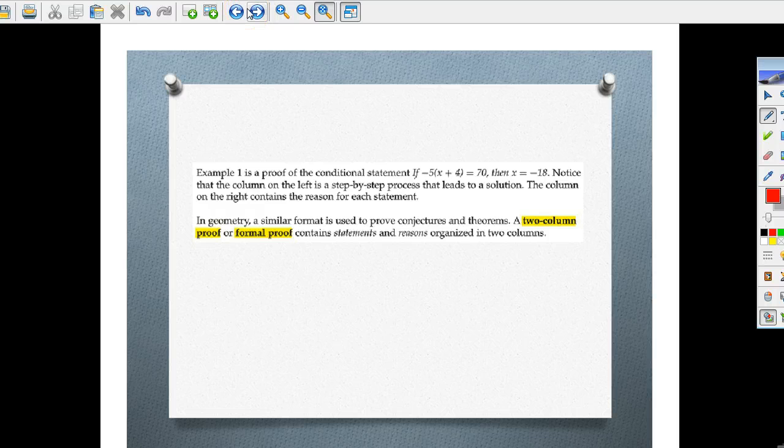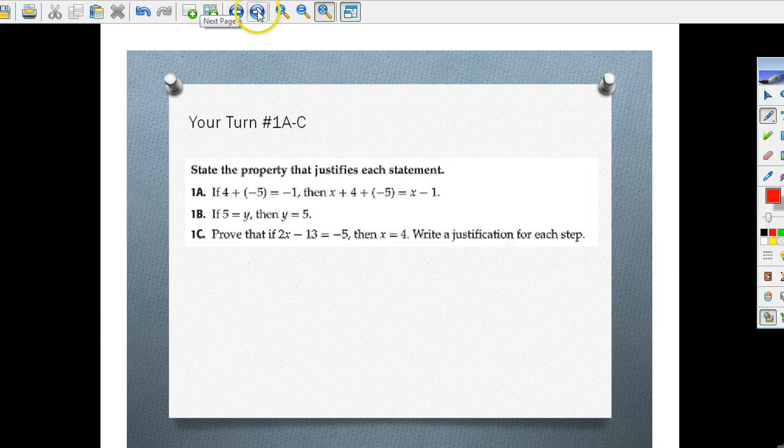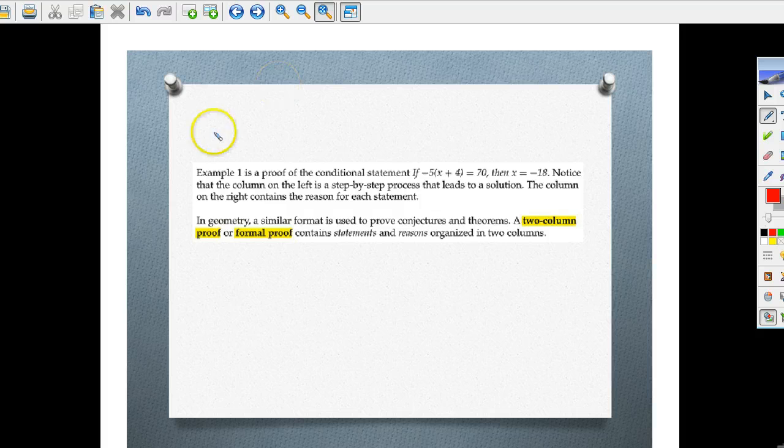Okay, welcome back. Right, so example one we did together is a proof of the conditional statement. Notice that the column on the left is a step-by-step process that leads to a solution. The column on the right contains the reason for each statement. In geometry, a similar format is used to prove conjectures and theorems. A two-column proof, or formal proof, contains statements and reasons organized in two columns.